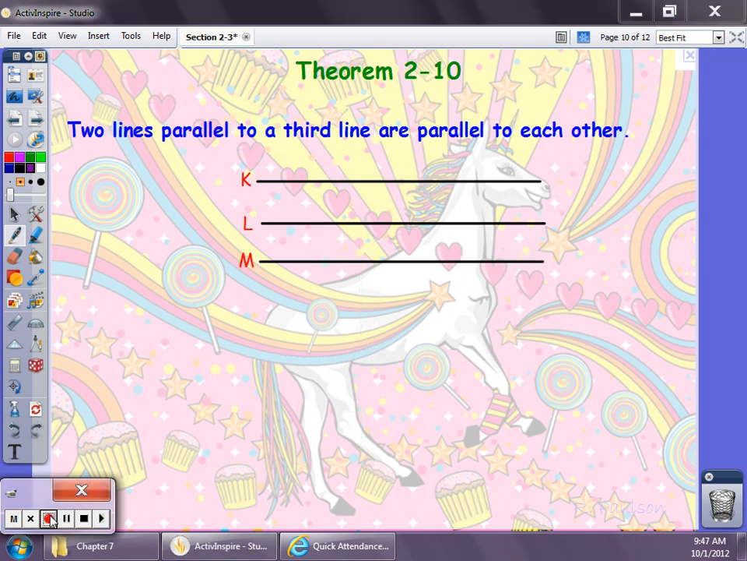The last theorem we're going to discuss today is theorem 2-10, which states 2 lines parallel to a third line are parallel to each other. So if we know that line K is parallel to line N, and line N is parallel to line M, I can use my transitive property to say that K is also parallel to M. So again, if K is parallel to L, and L is parallel to M, based on the transitive property, I can conclude that K must also be parallel to M.